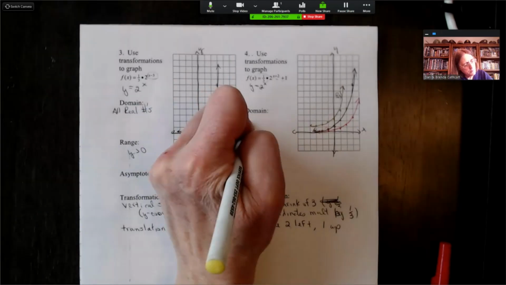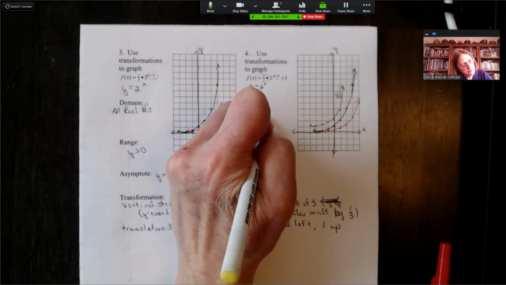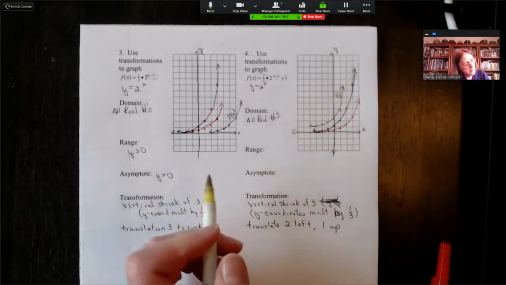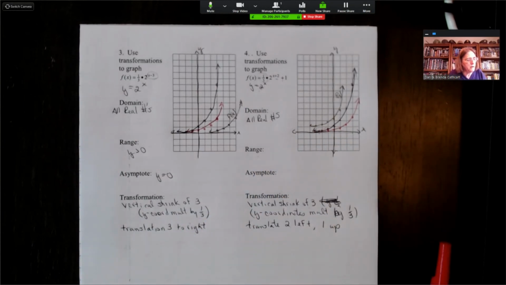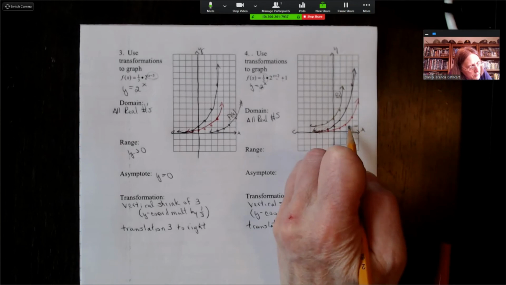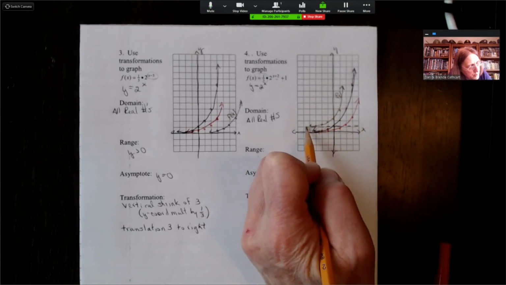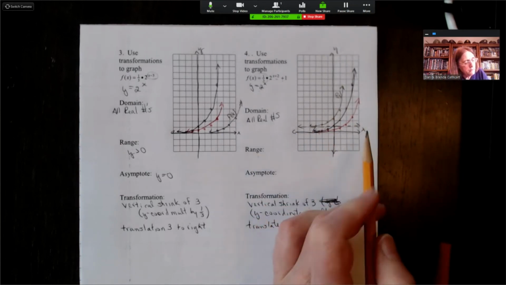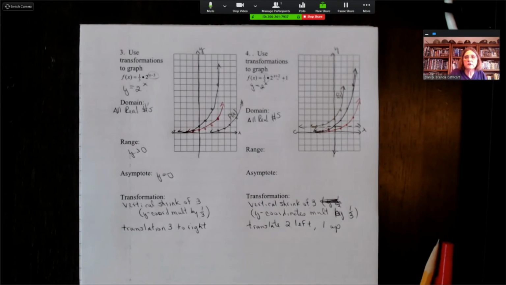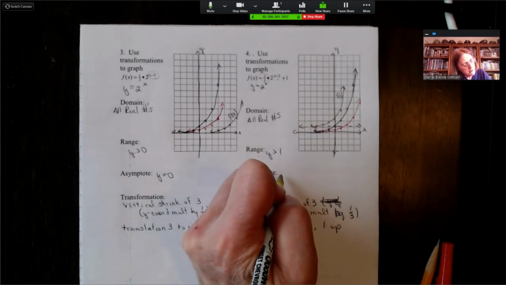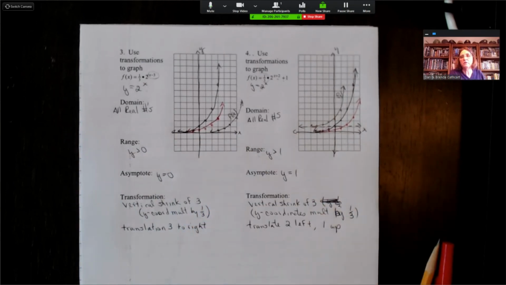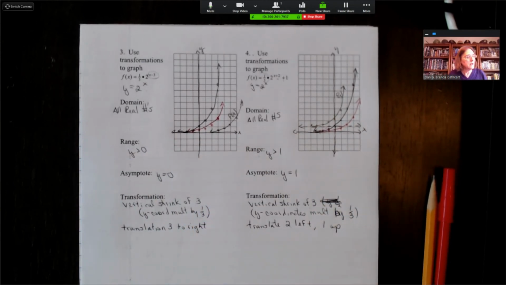On this one, our domain, all real numbers. Our range, well, notice now in our final graph here that our y values have been all shifted up 1, and so now my boundary and my horizontal asymptote is up 1, so our range is y greater than 1, and our horizontal asymptote is y equal to 1. And that's graphs of exponential growth models for Algebra 2.